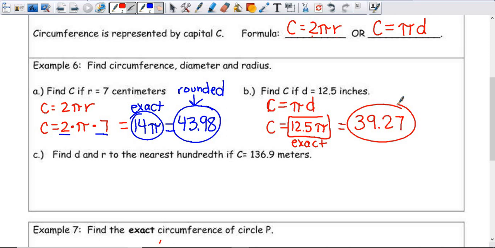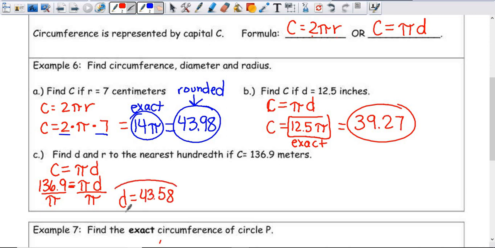Last one, we're going to find the diameter and radius to the nearest hundredth if circumference is 136.9. So you can do this one of two ways. Use either formula. If I want to use circumference equals pi times diameter, I'm going to fill in what I know to get my diameter. I know my circumference is 136.9. Pi is a number, not a variable, so that's okay. And then I'm still going to be solving for diameter. So to get diameter by itself, I'm going to divide by pi. And I will get that my diameter is 43.58.